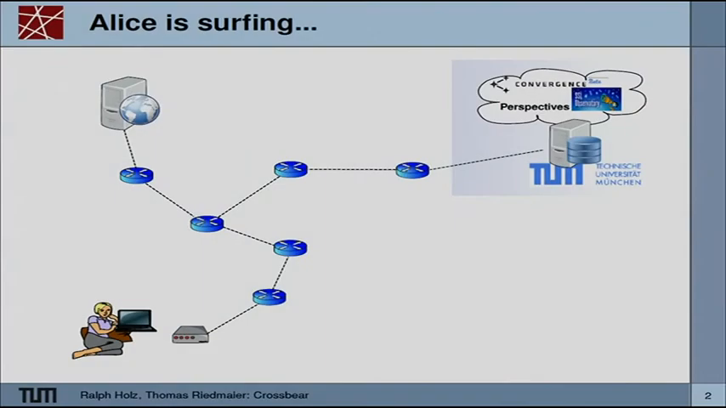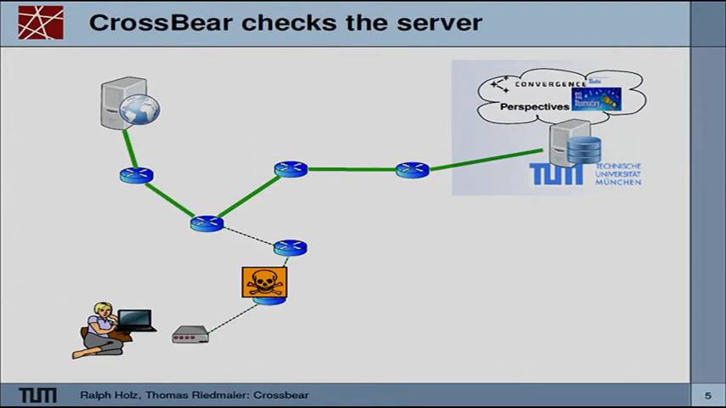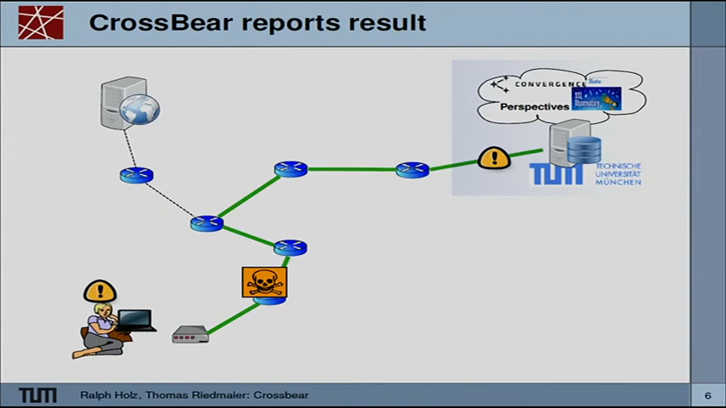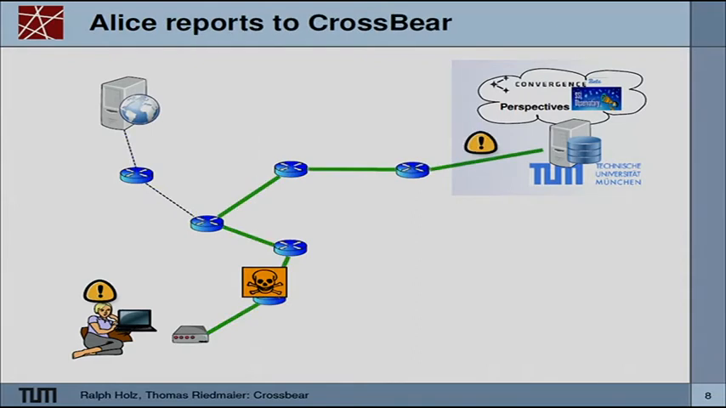So this is a setup of our tool. You have some user surfing, going to a server, and then back-checking with our notary server if she's seeing the correct certificate. Our server does the check, you get a report of the result and what happens. Okay, so far so good, and this is where everything changes, because unlike Convergence or Perspectives, what we propose now to do is to traceroute to the server.